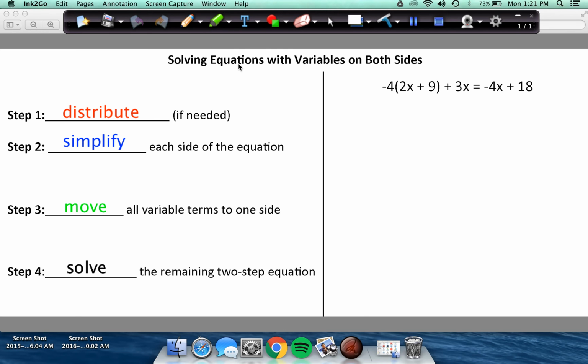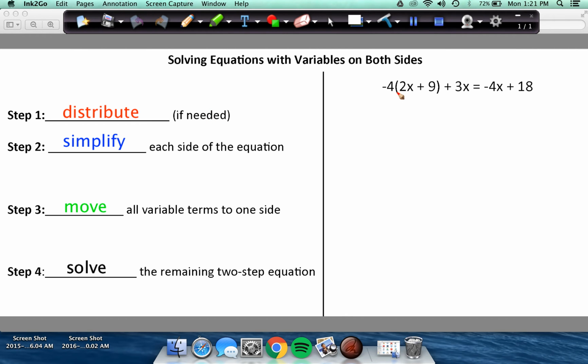So what we're looking at right now is solving equations with variables on both sides. We've seen some of these, but I did just want to give you guys another example. This time I've included a step-by-step procedure because I know that helps some of us out there. Step one is where we're going to start, and that is to distribute, if needed.